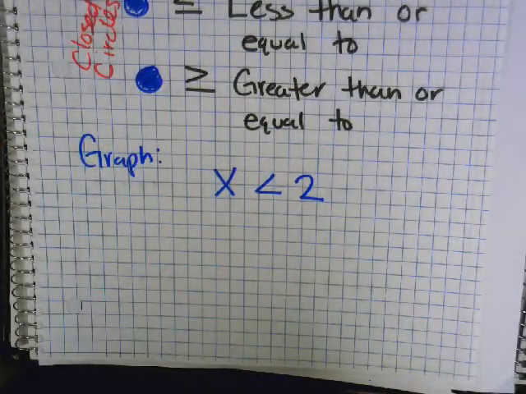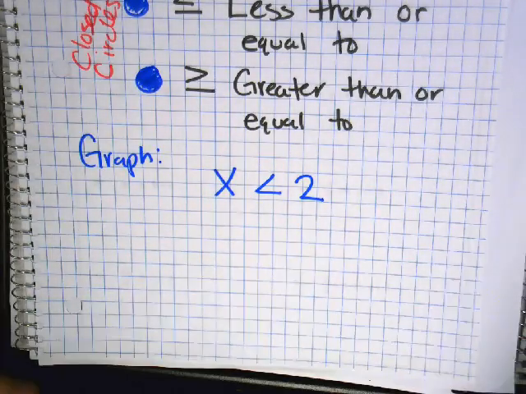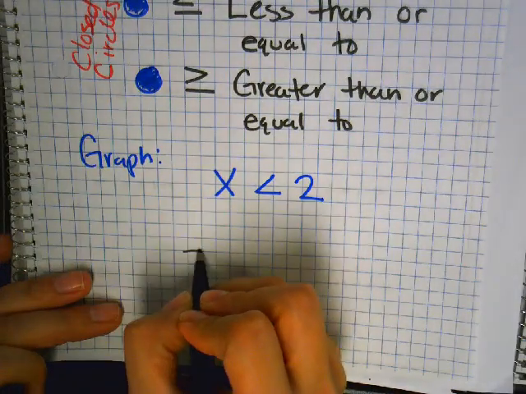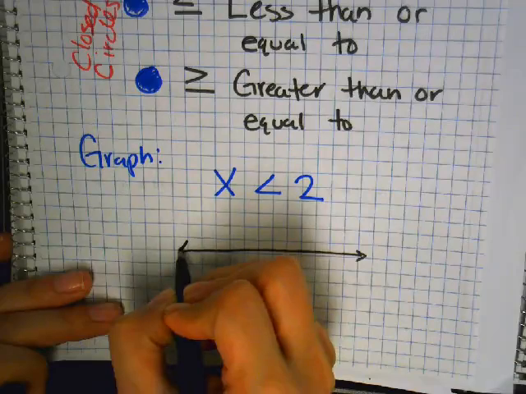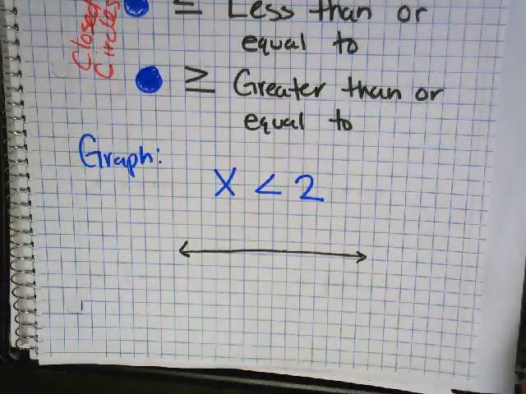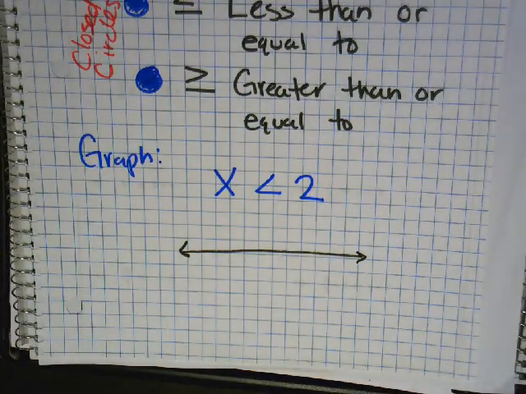We're going to graph it on a number line. So we're going to start off by drawing a horizontal line. Now, do you see this number? What number is this? 2. That's the number you're going to put right in the middle. So whatever number I give you, you're going to put it right in the middle.